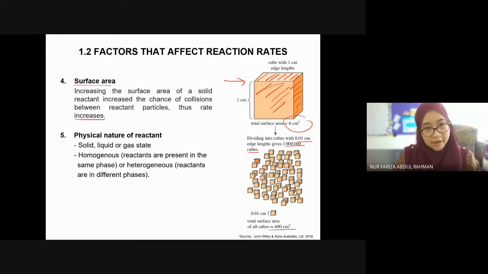Compared to if you have gas dengan gas. They can be bergaul, okay, dia boleh masuk, dia boleh diffuse and whatnot. So that's why bila gas react dengan gas, okay, if it is an explosive gas, split second dia boom.